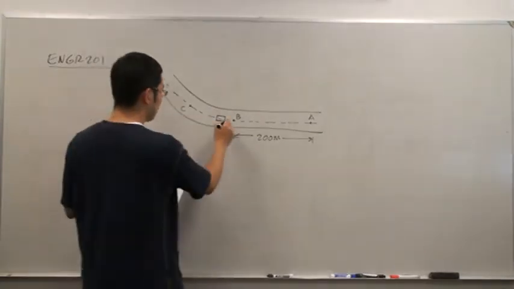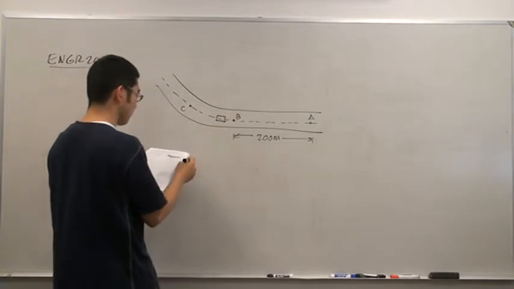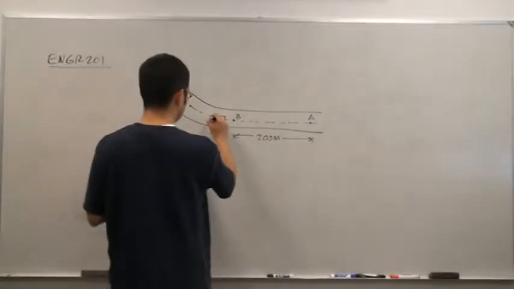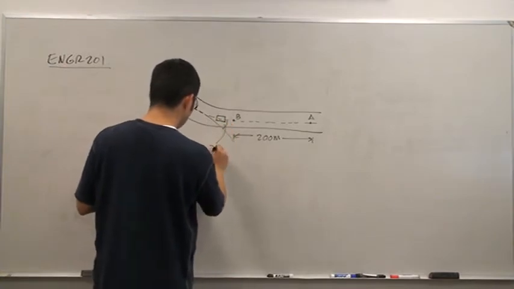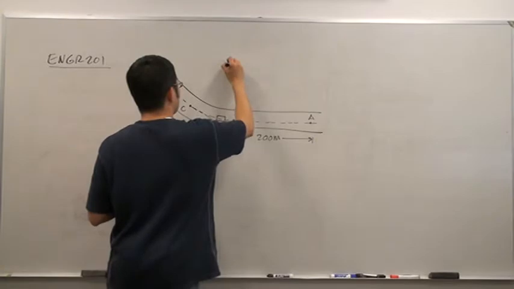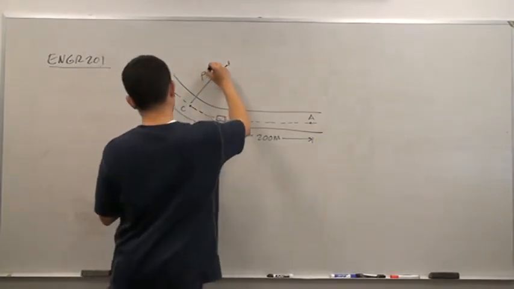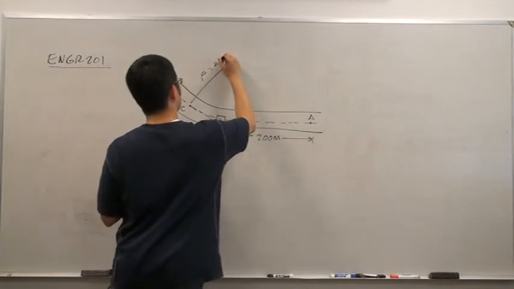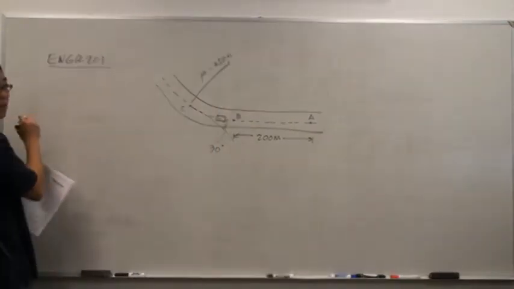And the car actually makes a turn of 30 degrees as it goes from B to C. Okay, so you can imagine that the turn, this angle, is 30 degrees. The radius of curvature at C, rho, is equal to 250 meters. Okay, so let me just copy down the problem.